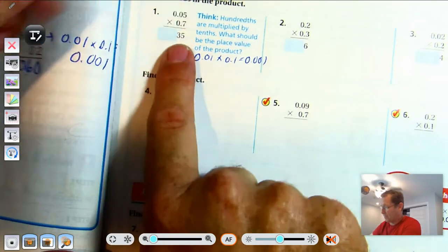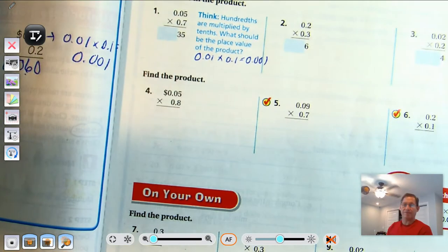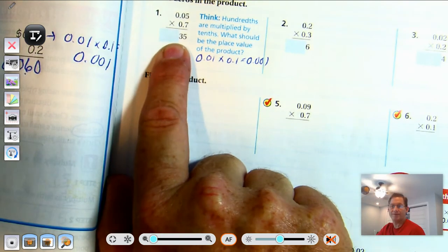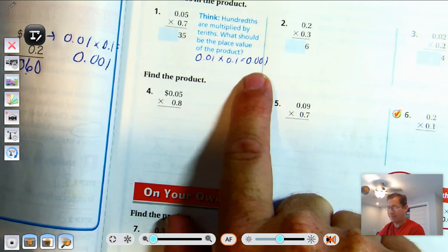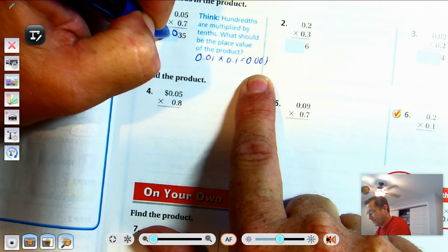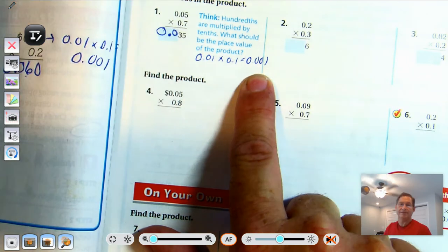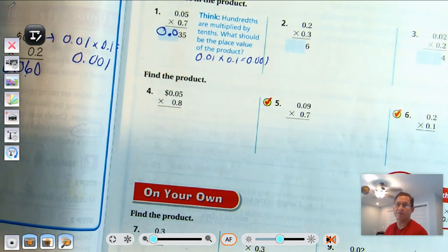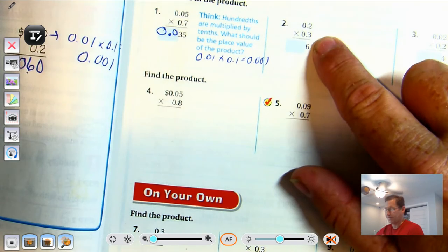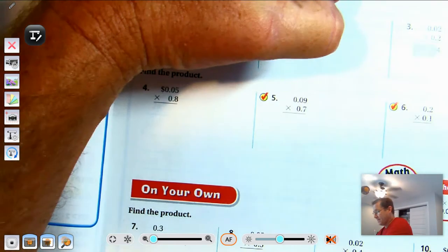Okay, well, right now, if we multiply the whole numbers, we have 35. And if I put the decimal point in front of the 3, we'd say that's 35 hundredths. But we need a number that's in the thousandths. So we're going to place a 0 to the left of the 35 and put the decimal point to the left of the 0. So 0.035, or 35 thousandths.